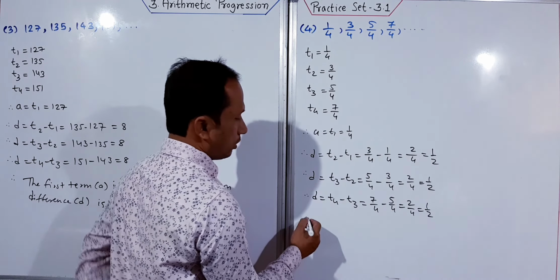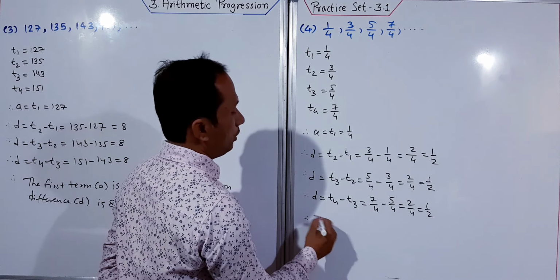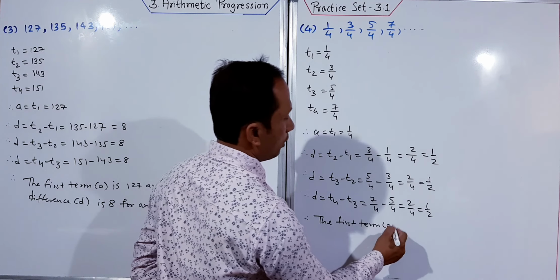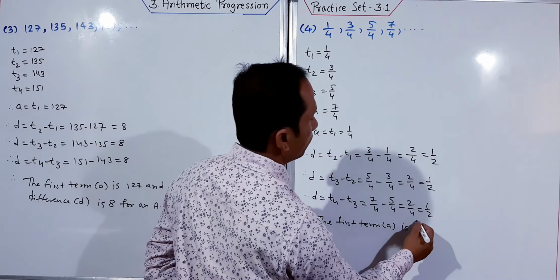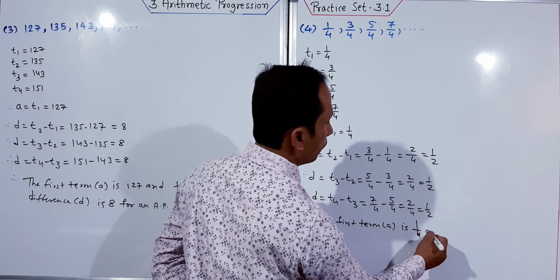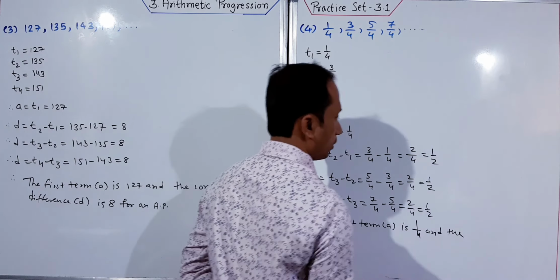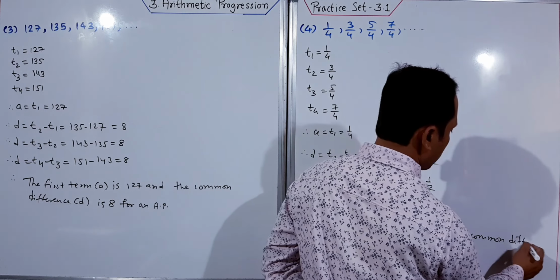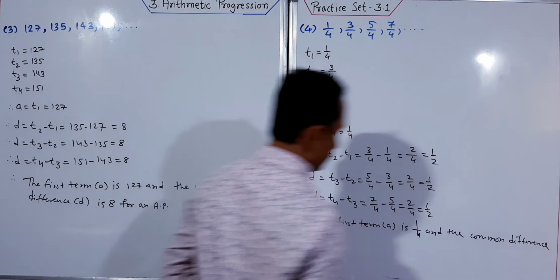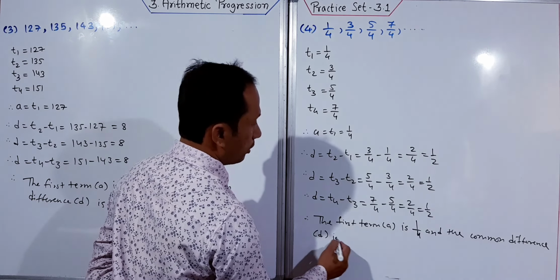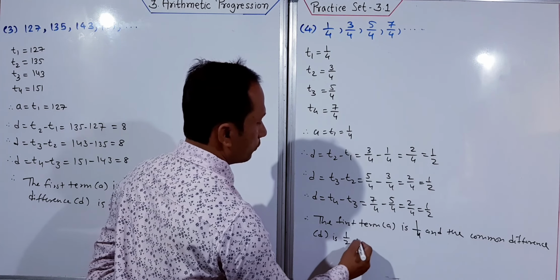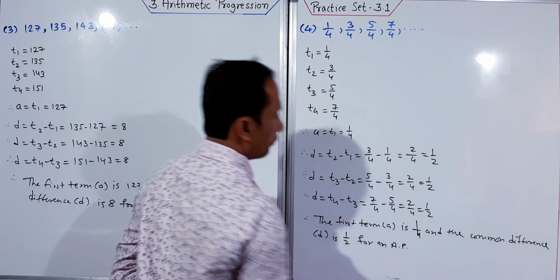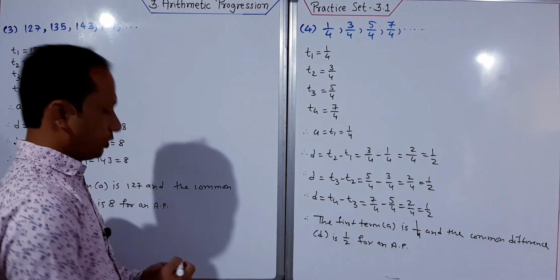Therefore the first term A is 1 upon 4, and the common difference D is 1 upon 2 for an AP, for an arithmetic progression. So in this way you have to write this.